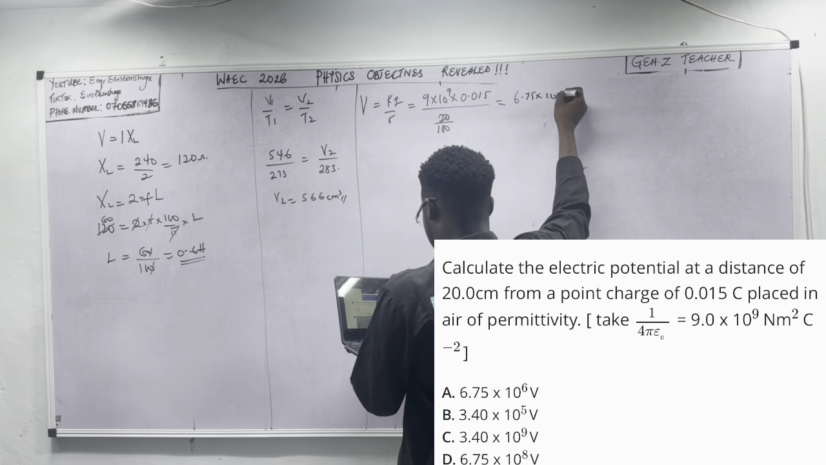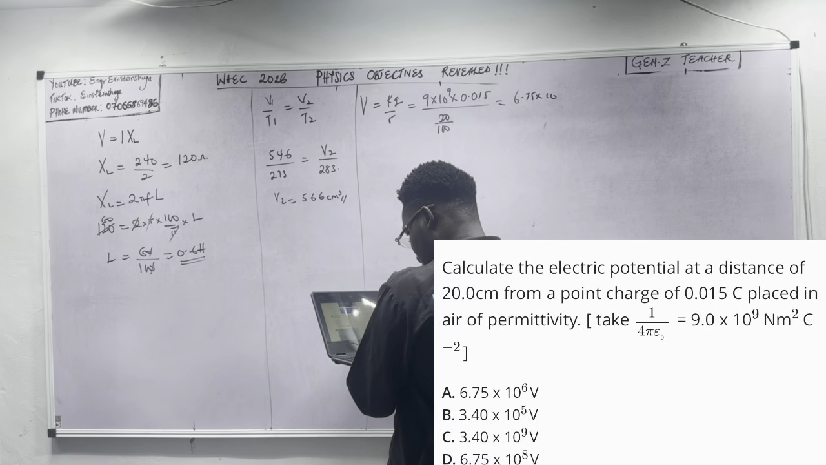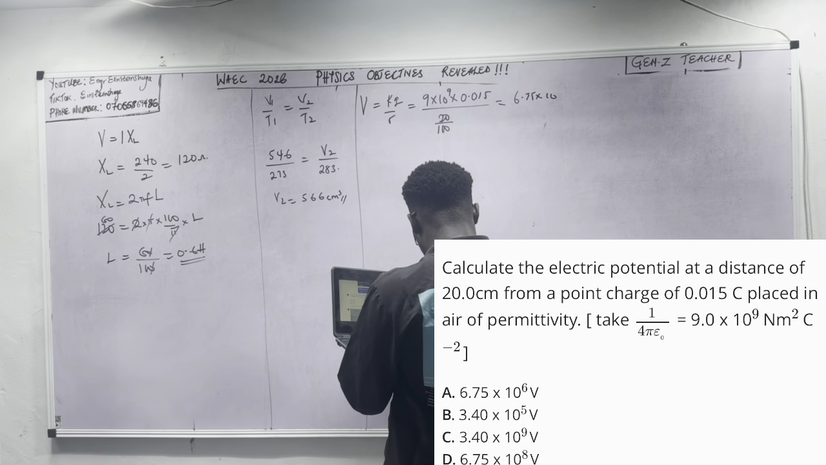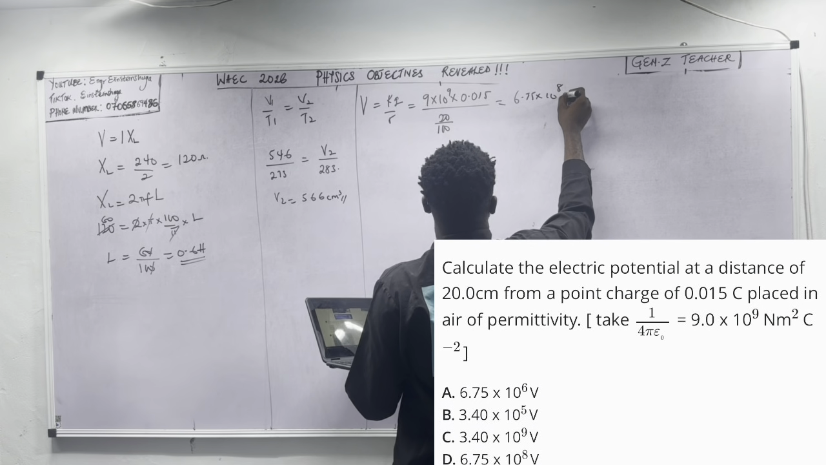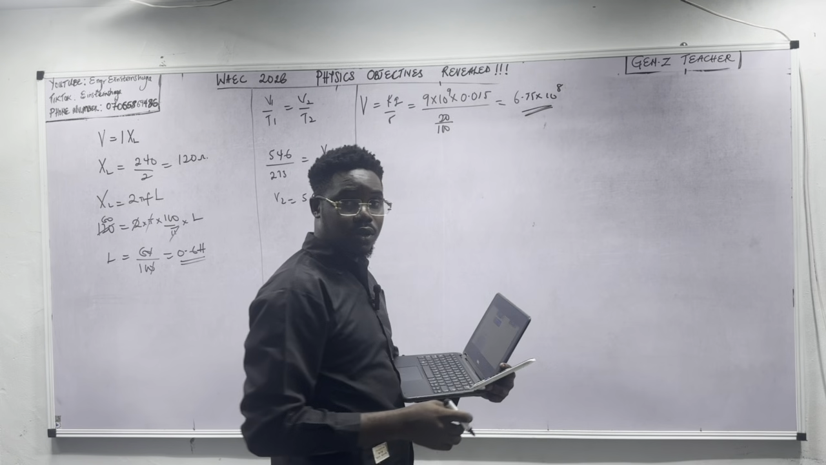6.75 times 10 to the power of... Alright, let's count it. 1, 2, 3, 4, 5, 6. Power of 8. Okay, this should be the answer to the question.